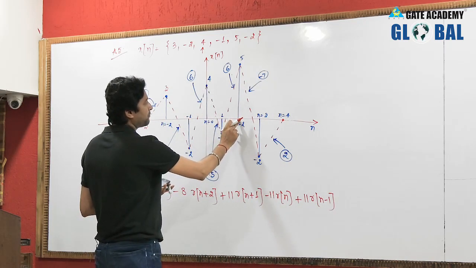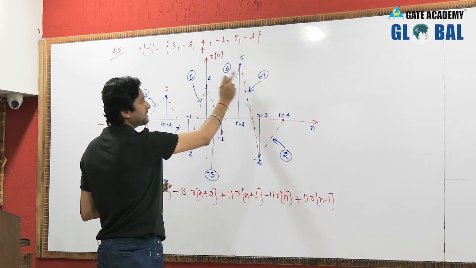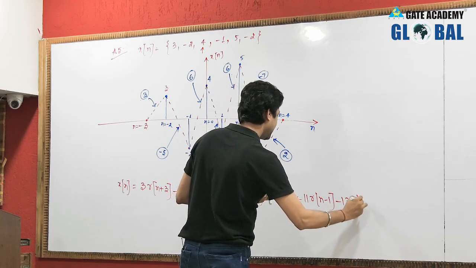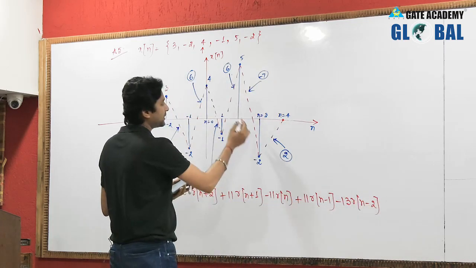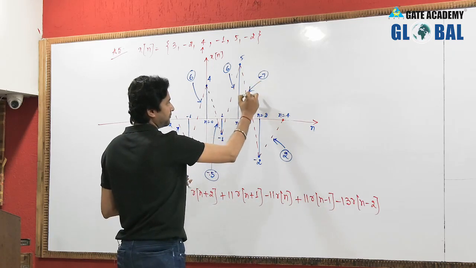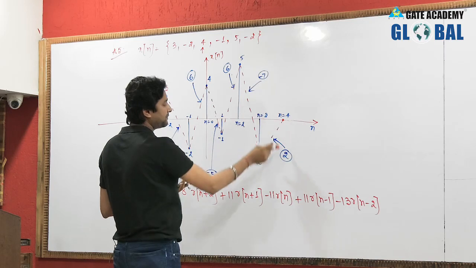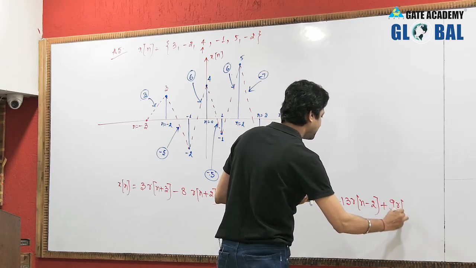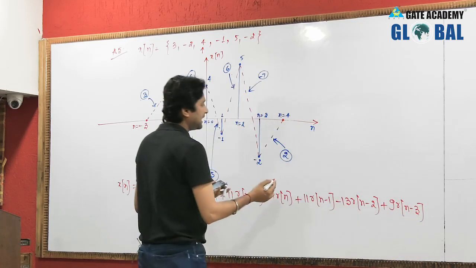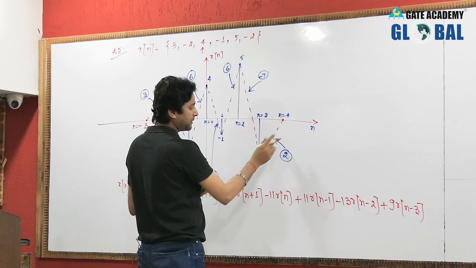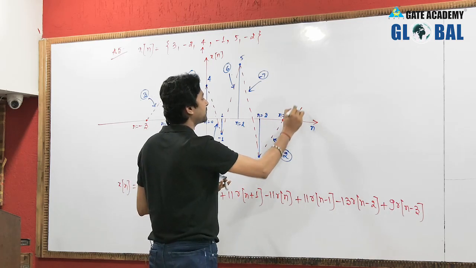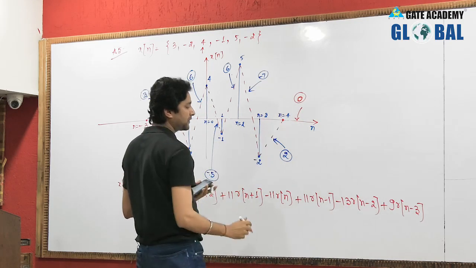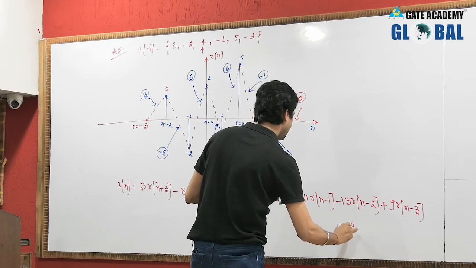Now at n equals 2, after 2 the slope is minus 7 and before it is 6, so the change in slope is minus 7 minus 6, that is minus 13 r of n minus 2. Now at n equals 3, the slope before n equals 3 is minus 7 and after it is plus 2. So 2 minus of minus 7, that is plus 9 r of n minus 3. And now the ramp that has come at n equals 4: before n equals 4 the slope is 2 and after it is 0, therefore we will have to write minus 2 r of n minus 4.